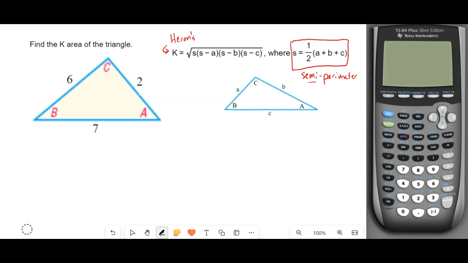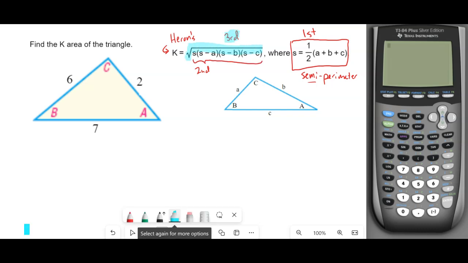So that's Heron's formula, and I encourage you to do it in those stages. Like first, find the semi-perimeter, do this second, multiply all these together, and then third, do that square root. Okay, so I encourage you to do it in that order on your calculator.